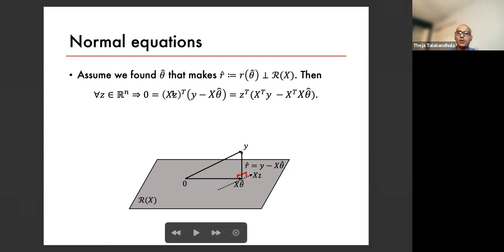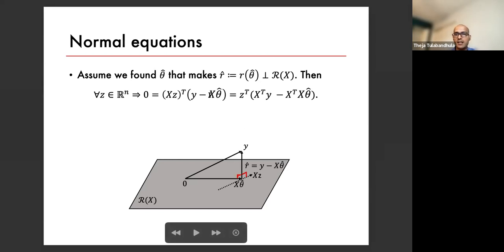So the perpendicular property just means that (xz) transpose times the residual is 0. The residual r hat is nothing but y minus x theta hat. If they're perpendicular to each other, their inner product is 0. That's just the definition.